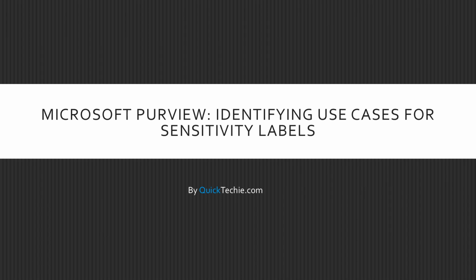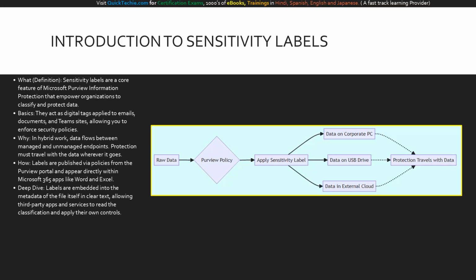Welcome, everyone. Today, we are diving into Microsoft Purview information protection, specifically focusing on the powerful use cases for sensitivity labels. As data flows freely across devices and clouds, the traditional network perimeter is gone. We must protect the data itself. Let's get started. Let's begin by defining what sensitivity labels actually are.